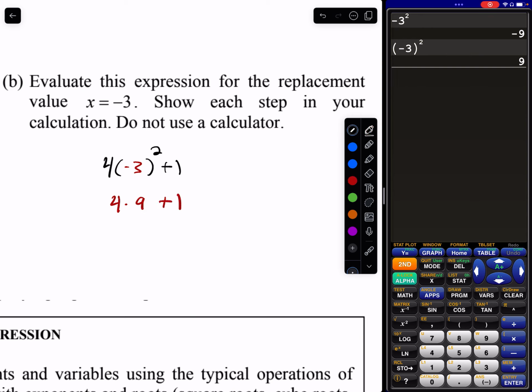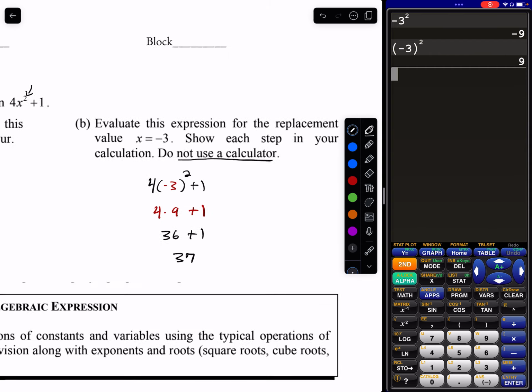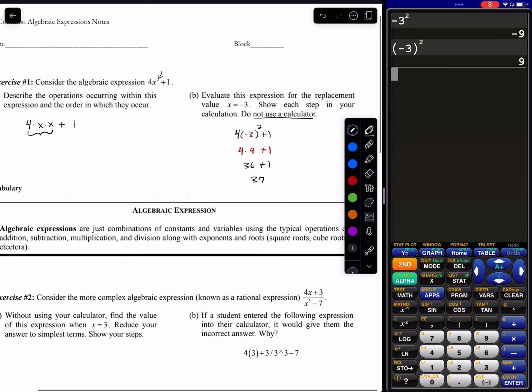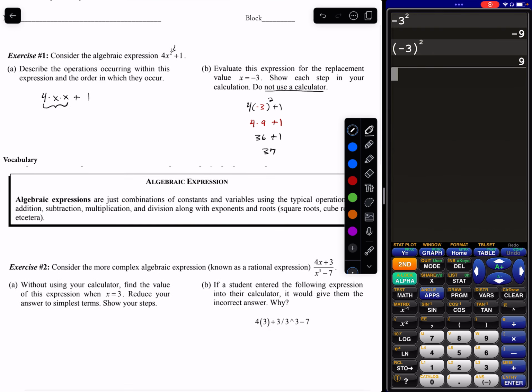Now, whenever you have just multiplication and addition, we multiply or divide first. So we're going to do 4 times 9, which is 36. And then you're going to end with addition, which is going to give us a value of 37. Now, it says do not use your calculator. Always use your calculator, especially to double check. A lot of you, if you're very good STEAM people, you really want to try doing things without your calculator, but your calculator is a wonderful tool.